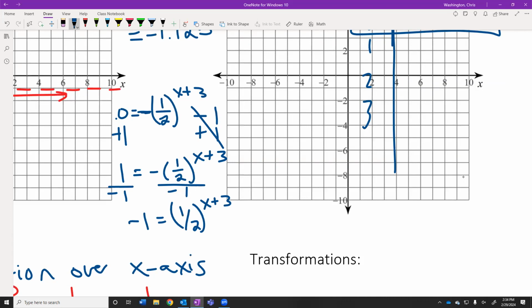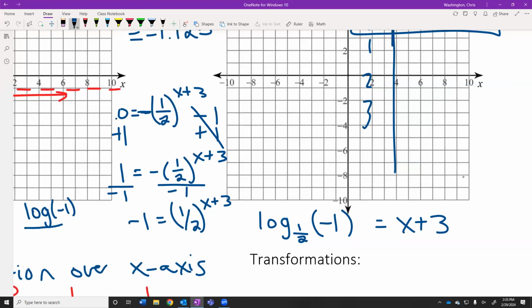The base in the exponent is by itself. So now we can rewrite this as a logarithm. So when we rewrite this as a log, the base is 1/2. What's going to happen to the -1 and the x plus 3? The logarithm is always equal to the exponent, so x plus 3 in this case, and the -1 is going to go inside the parentheses. And what are you going to type in your calculator? You're probably going to put the log of -1 on top, and the log of 1/2 on bottom.